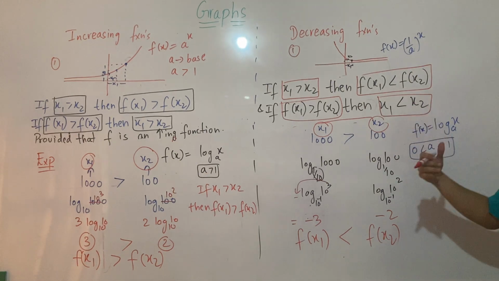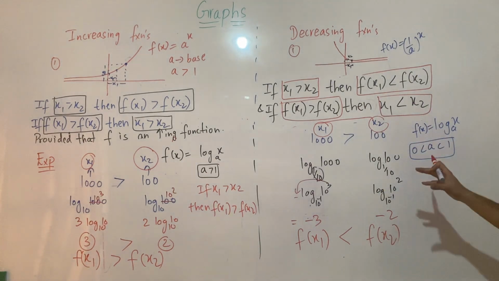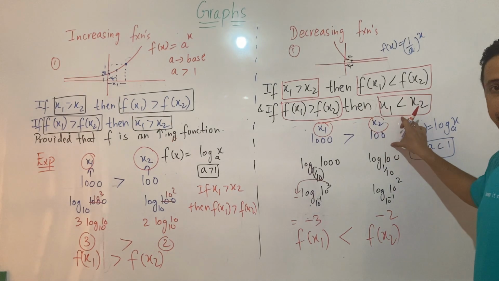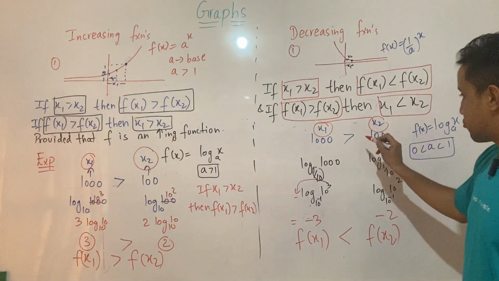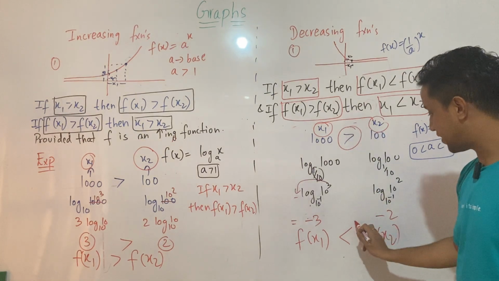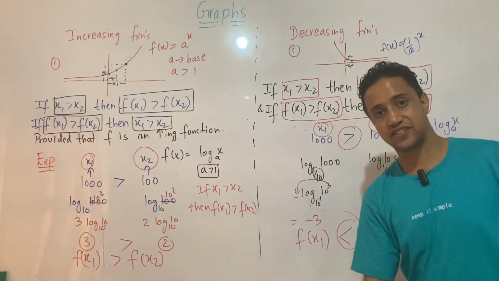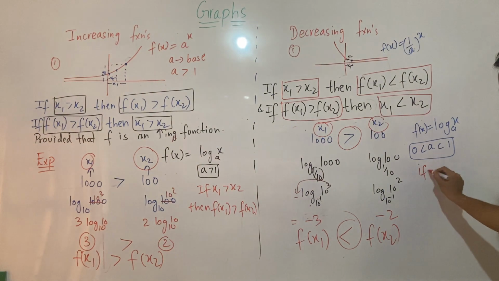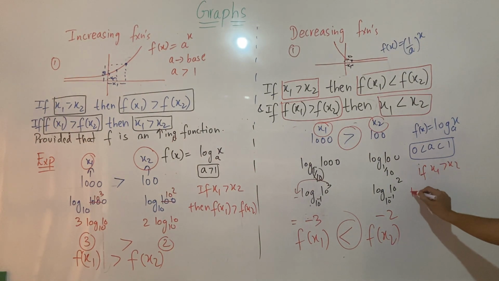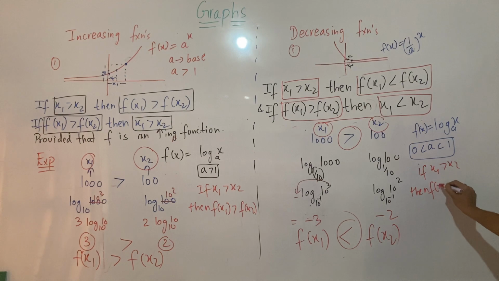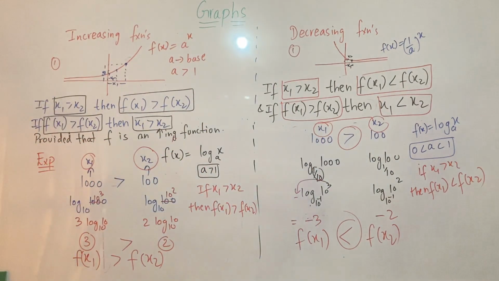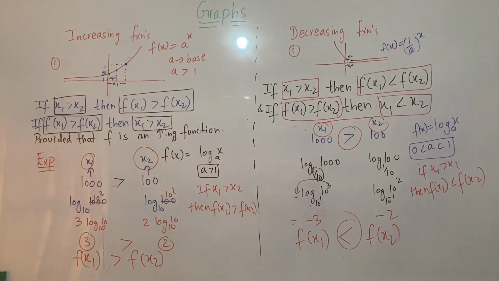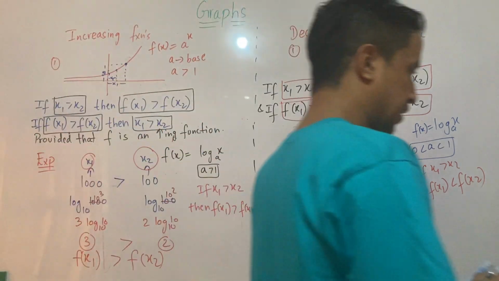Now see here, why? Because this is a decreasing function, and when we deal with decreasing functions, the sign of inequality just gets reversed. Here it was greater than, here it is less than. So it means if x1 is greater than x2, then f of x1 is going to be less than f of x2. Okay, so I hope this concept is clear to you.